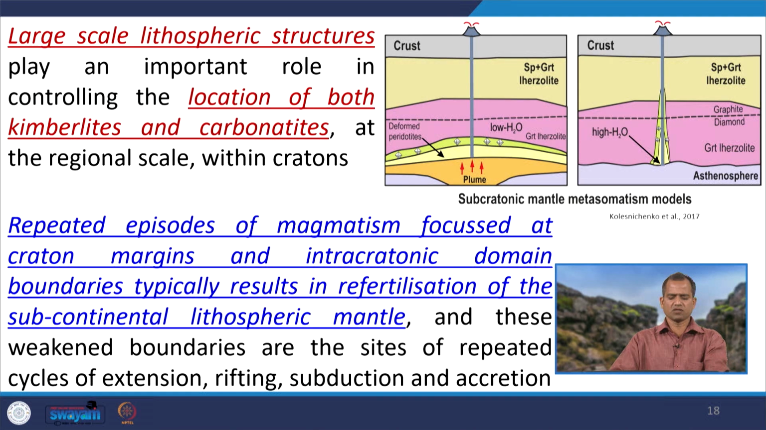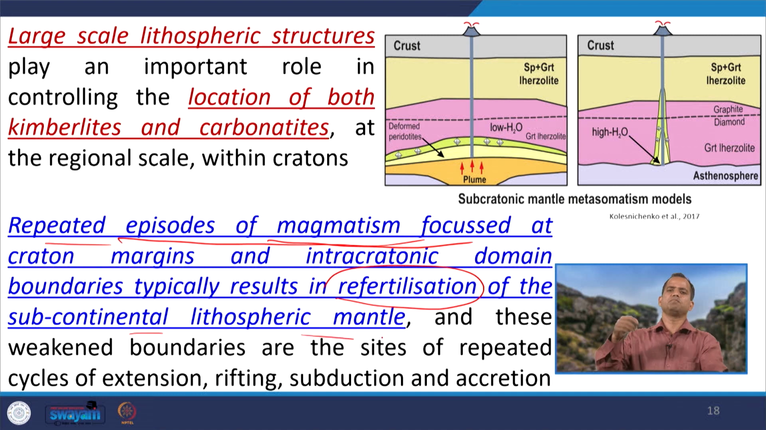Large scale lithospheric structures play an important role in controlling the location of both kimberlites and carbonatites at this regional scale within the craton. Now, the repeated episodes of magmatism are very important. Repeated episodes of magmatism focused at the craton margin and intracratonic domain boundaries typically result in a refertilization of the subcontinental lithospheric mantle, because with repeated magmatism we are repeatedly losing the volatiles and the magma is enriched.